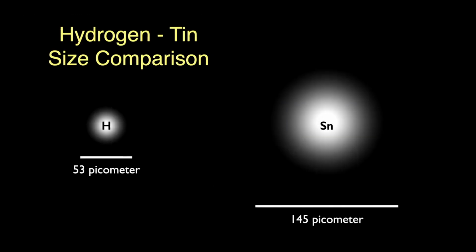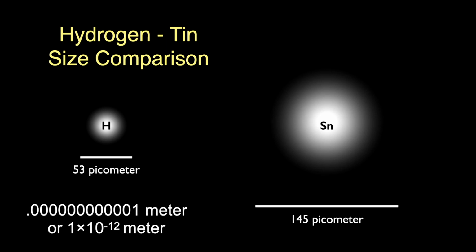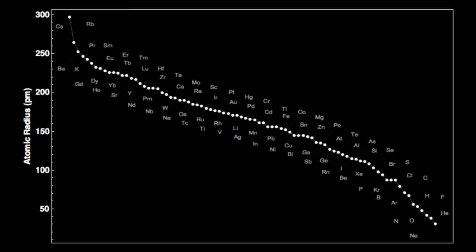If we compare the size of the tin atom to that of hydrogen, we'd see something like this. The tin atom is a little less than 3 times the size of hydrogen. By the way, a picometer is a trillionth of a meter. Atoms are very small. Here are the atom sizes sorted from largest, cesium on the left, to smallest, helium on the right. Tin is a mid-sized atom.